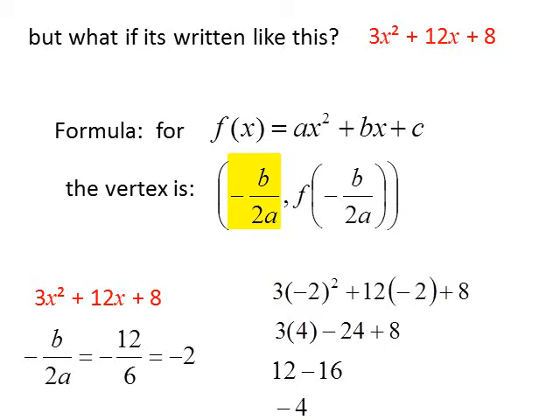This highlighted part is the most important thing we have to remember from this page, and in this whole lesson. The x-coordinate for the vertex is negative b over 2a.